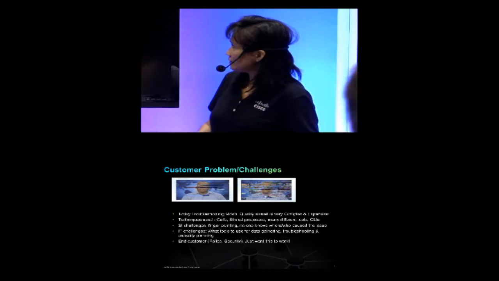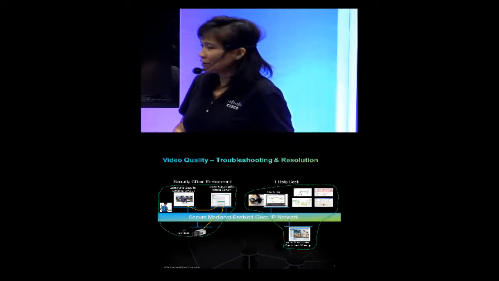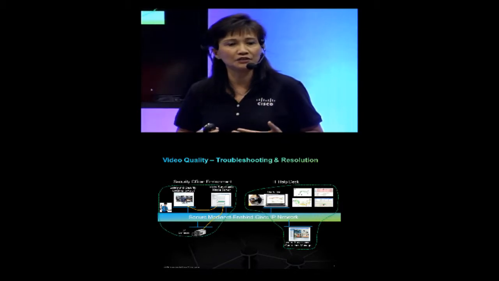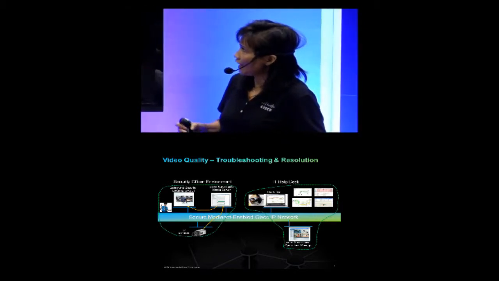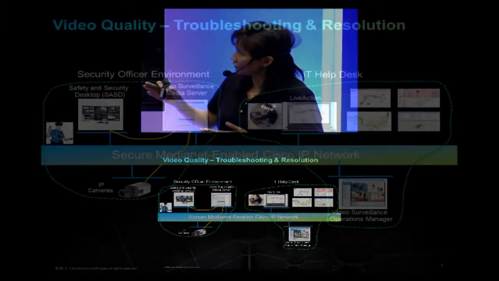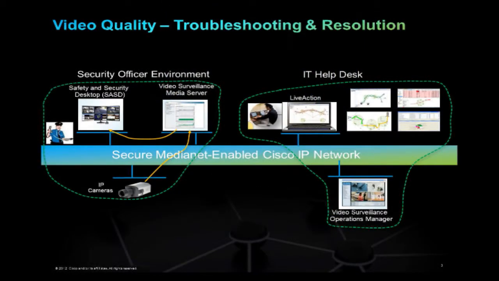I'm going to try to go to the next slide. So the easiest way to understand this joint solution is by going through a couple of use cases. The first use case we have is troubleshooting and resolution of video quality issues. You have a security officer environment and you have the IT help desk. When a security officer recognizes a video feed quality issue, he knows it's coming from camera X in building Y. He reports that problem to the IT help desk.